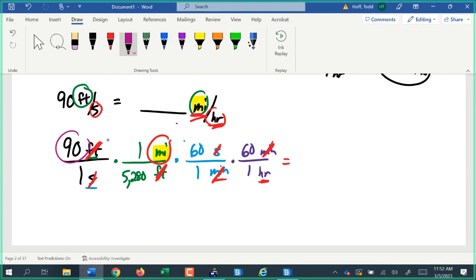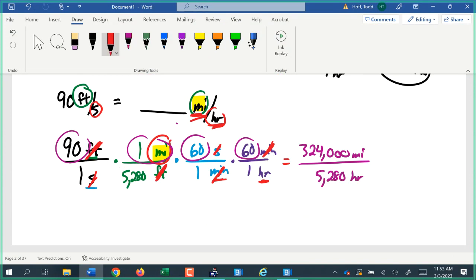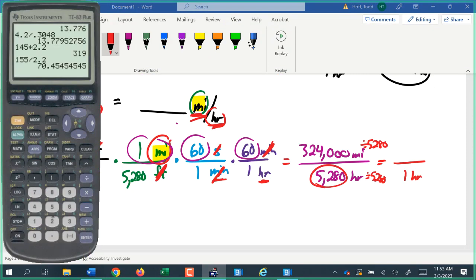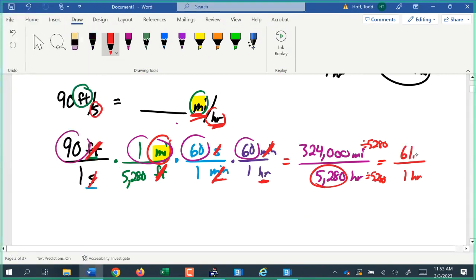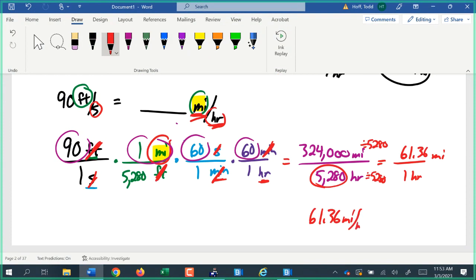So on top, 90 times 1 mile times 60 times 60. What is that? 324,000 miles is the unit that's there. On bottom, 1 times 5,280 times 1 hour is 5,280 hours. And now we have to divide out. We divide by the 5,280. Get 1 hour on bottom. We divide by 5,280 on top. What is that, like 61.34? I'll double check it here. 324,000 divided by 5,280. It is 61.36 miles. So that is 61.36 miles per hour.